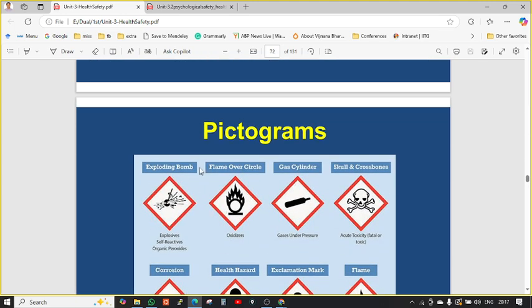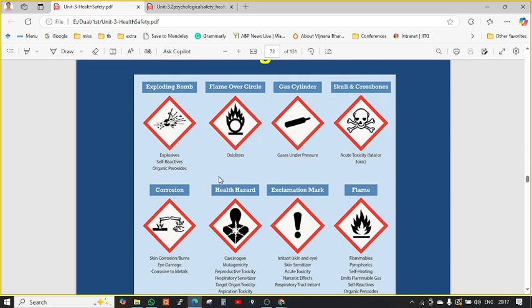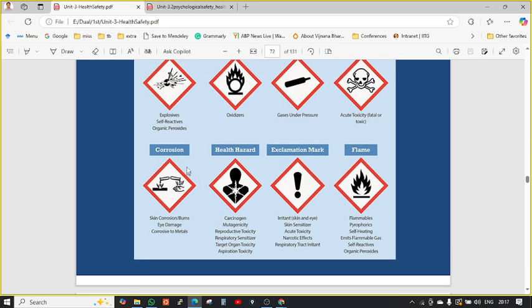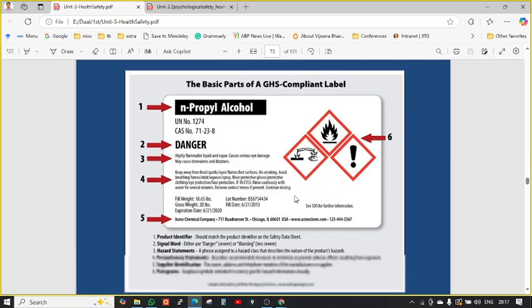See, in safety data sheets, this type of pictures is given. By knowing these pictures, you have to know what kind of chemical it is. First picture is an exploding bomb, that is an explosion kind of thing. Second is flammable. Third is a gas cylinder. Fourth, skull and crossbones, that is a danger signal. Then fifth is corrosion. Then health hazard. Then exclamation mark, that means it is not known, maybe questions for all these things. Then flammable. So all these things are mentioned in the safety data sheets.